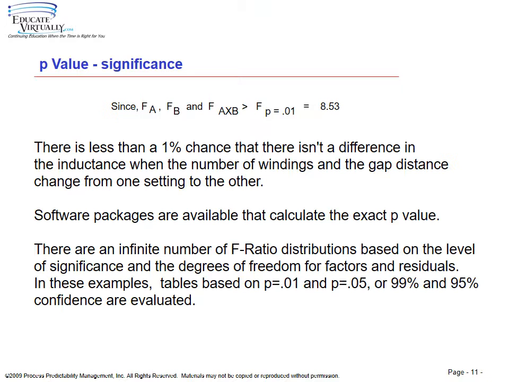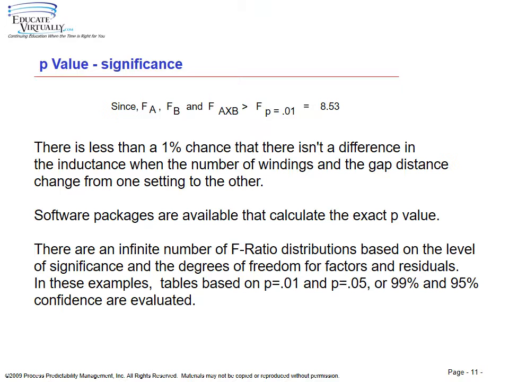Software packages are available that will calculate the exact p-value, and that could be OpenOffice.org Calc, it could be Excel, or it could be Minitab, or JMP from SAS Institute. They will all give you the exact p-value. If we calculated the exact p-value for factors A, B, and the interaction, we'd see that they're all less than 0.01.